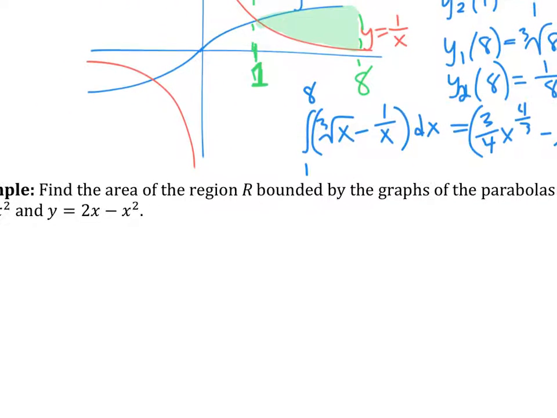Find the area of the region bounded by the parabolas y equals x squared and y equals 2x minus x squared. Draw those two graphs. Okay, x squared is easy to draw. This one, 2x minus x squared, what are you going to do? Put in random numbers? Yes, you could.